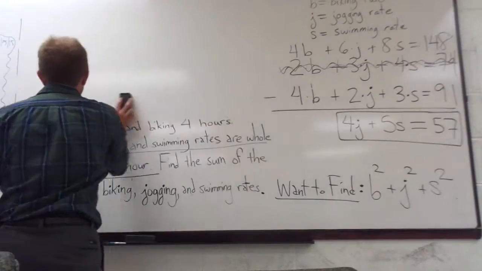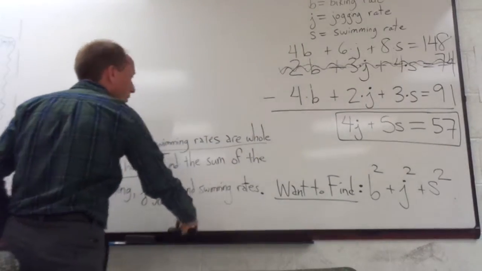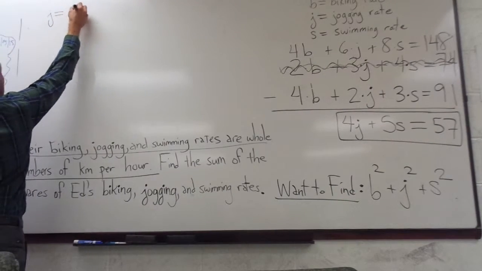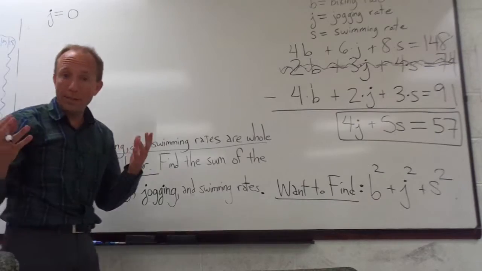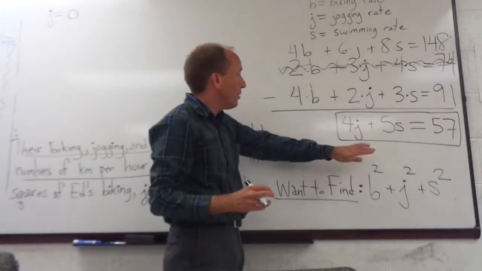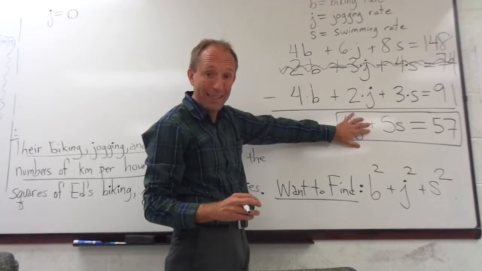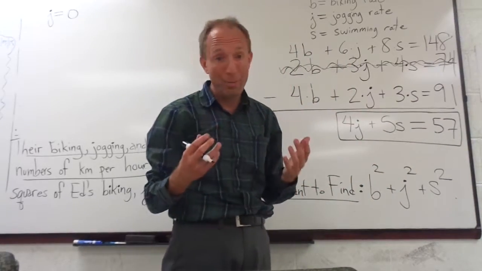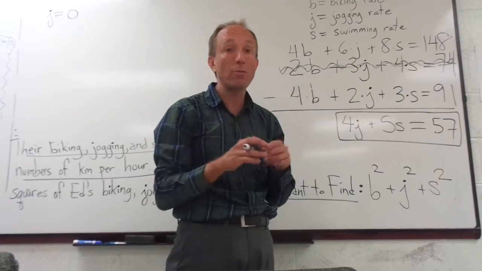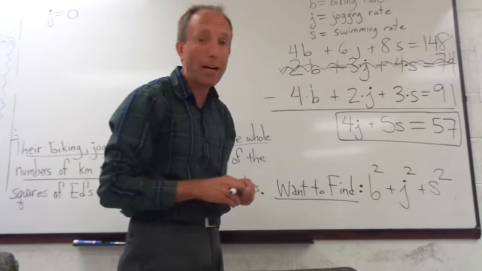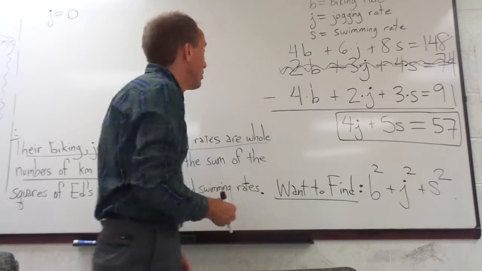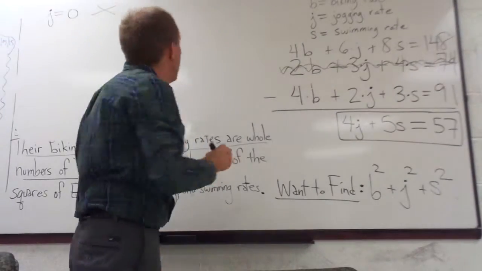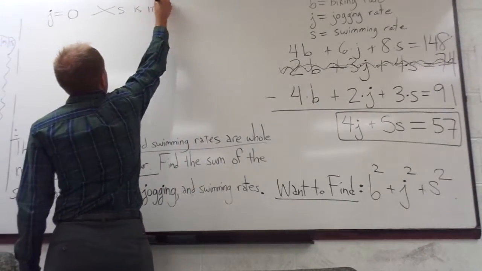So, for example, suppose that j is equal to 0. Is that a possibility? From this equation, if j is 0, look what happens to s. S would then have to be 57 divided by 5, which is not a whole number, right? That's a fraction that has a remainder. When you divide 57 by 5, you do not get an integer. So this is impossible. I'll just put an x there. S is not a whole number.